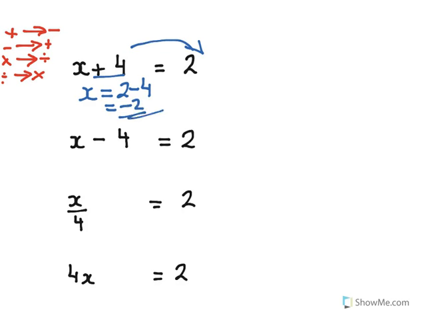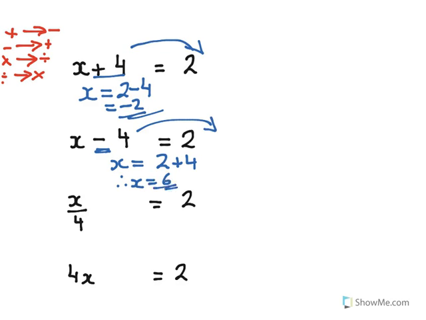Here we have x minus 4 equals 2. So when we move the 4 to the other side of the equal sign, we will get x equals 2 plus 4, the minus, moved to the other side, turns into a plus. So x equals 2 plus 4, therefore x equals 6.